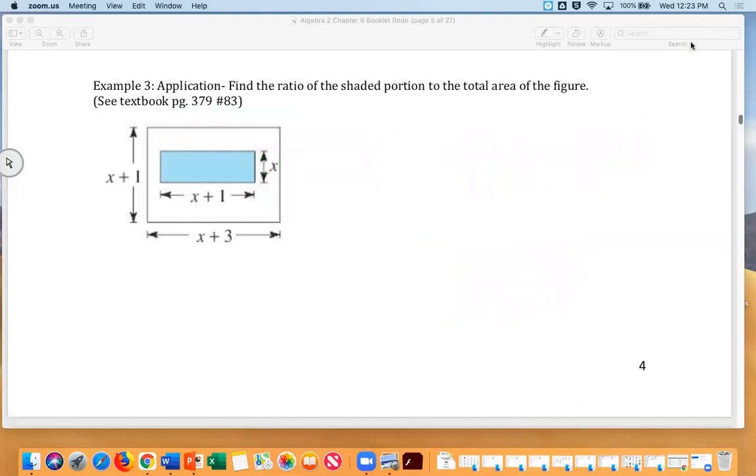Yeah, I'll do this one. I feel like doing a word problem. It says find the ratio of the shaded portion to the total area of the figure. Okay, so we're talking about areas, so we're talking about length times width. I just have to make sure I put it in the right order. It says the shaded area and the total area. So shaded area is going to be on top, total is going to be on bottom. So on top, I have x times x plus 1.